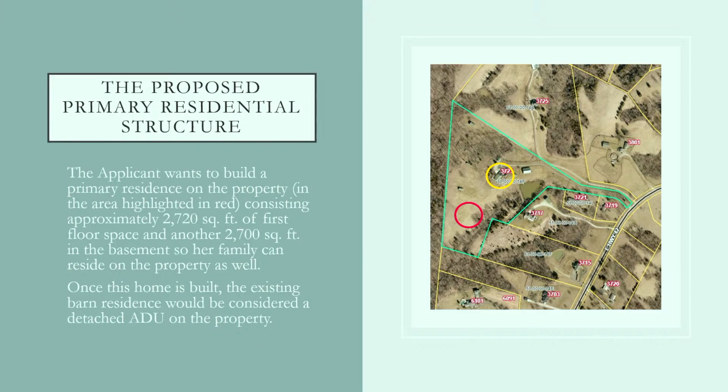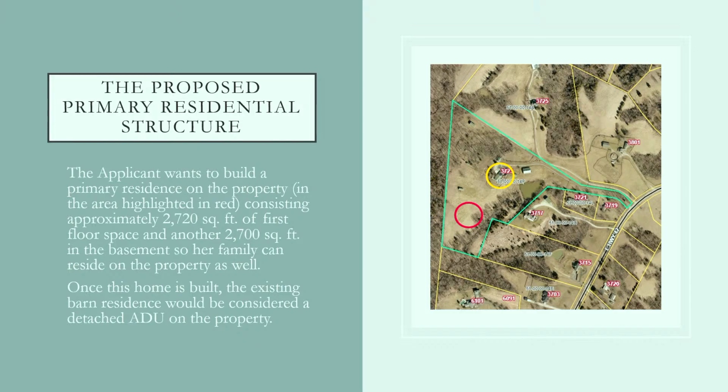The area in yellow is where the barn currently is, where she currently lives, and the red mark is where the anticipated home primary residence would be built, consisting of approximately 2,720 square feet of first floor. That's what we talked about, and then another 2,720 feet in the basement, so that her family can reside on the property as well. And that is a component that we didn't hear before.